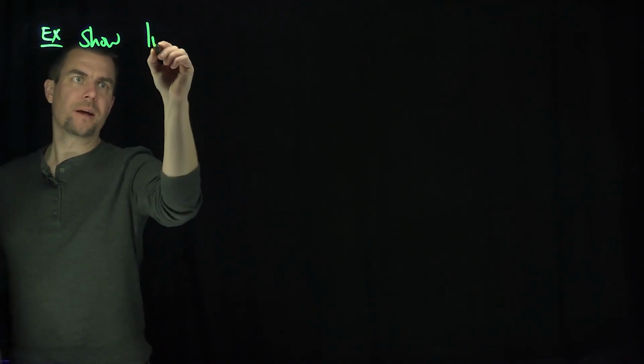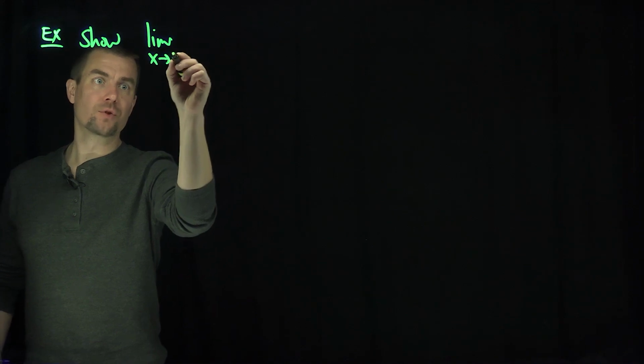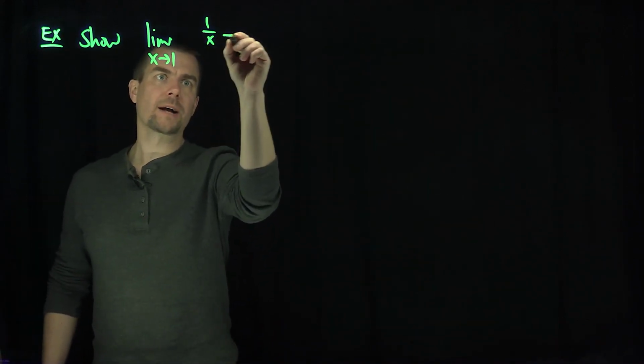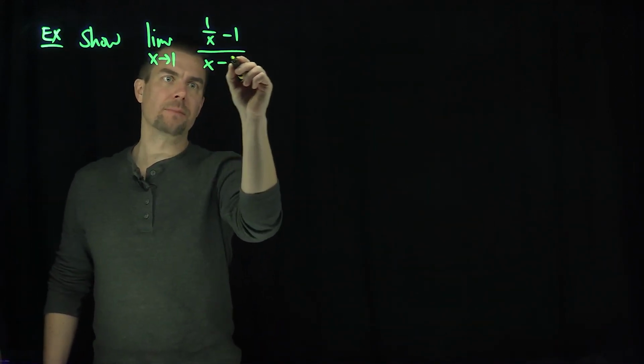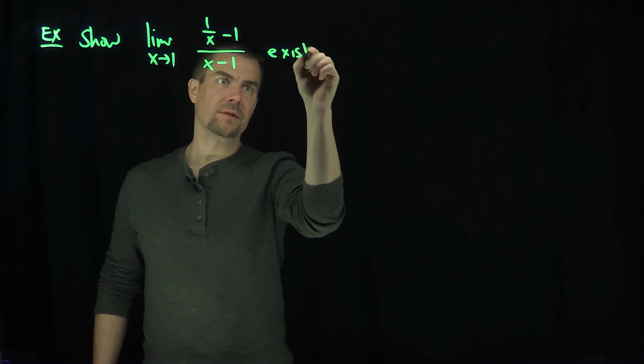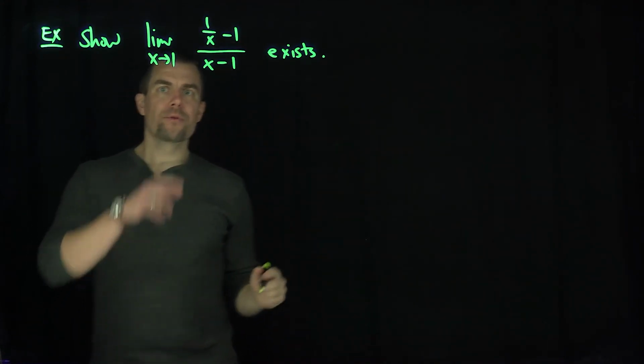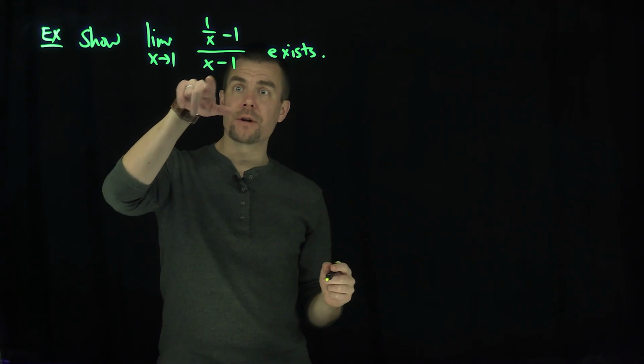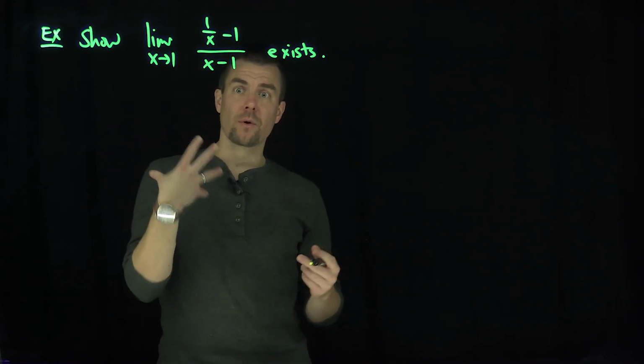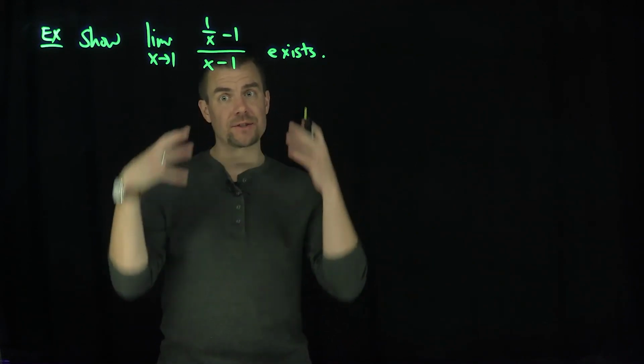Hello students, in this video we'll use algebraic properties of functions to show that two limits exist. Our first example will be to show that the limit as x approaches 1 of (1 over x minus 1) over (x minus 1) exists. Now note that as x goes to 1, the denominator is going to 0 and the numerator is also going to 0. So this limit looks like 0 over 0.